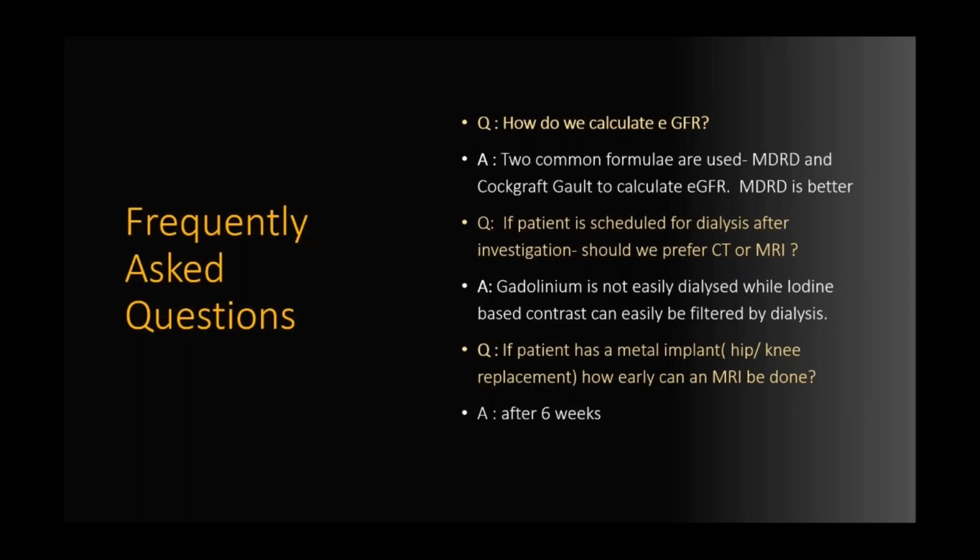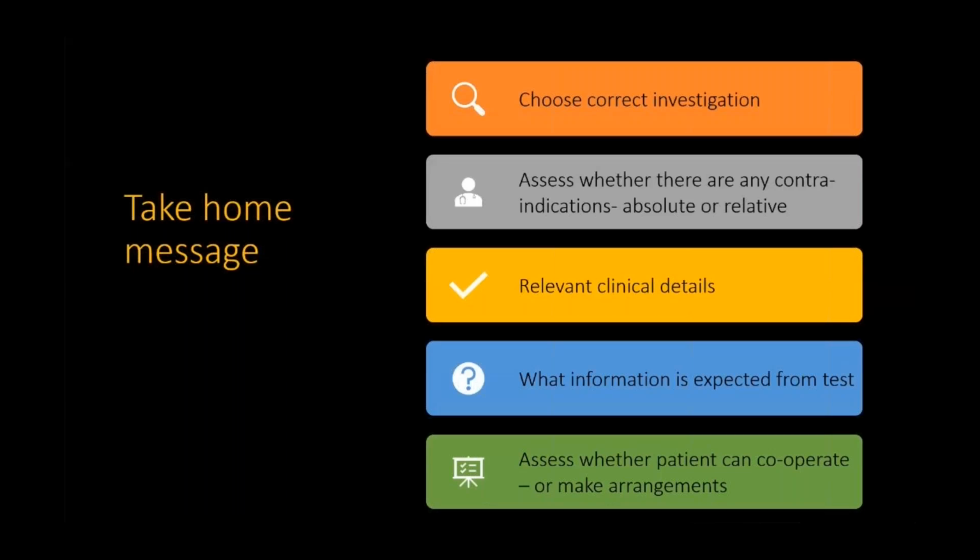Now, if the patient has a metal implant, how early can an MRI be done? So, if the patient had a knee surgery done, we would actually like to do an MRI or any scan after 6 weeks. We would not like to do it within that period. Of course, again, this is on a case-to-case basis. If there is an urgent need, then it might be considered earlier also.